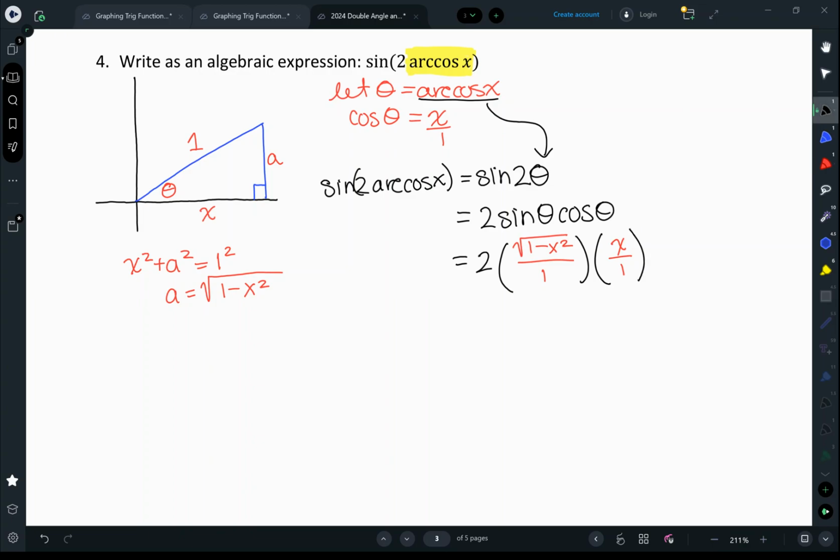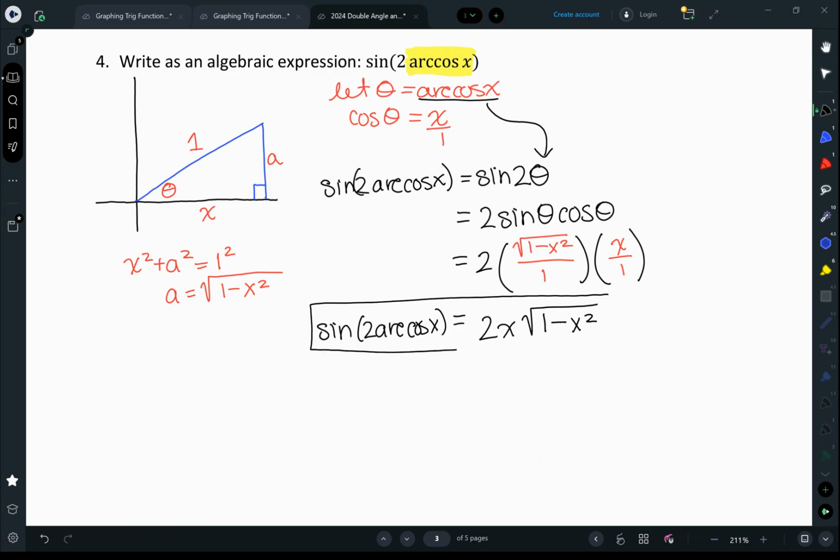And then I can just simplify, and so I have 2x square root of 1 minus x squared. And this is my sine of 2 arc cosine of x. So we did problems like this in a previous chapter with our inverses. So this is now just the same idea, but now we have a double angle formula that we're using as well.